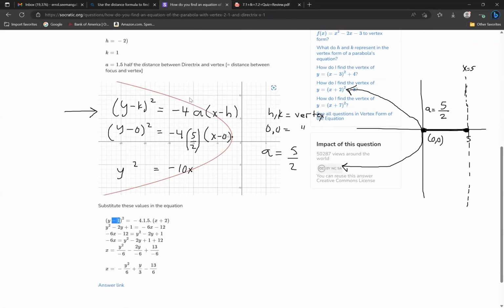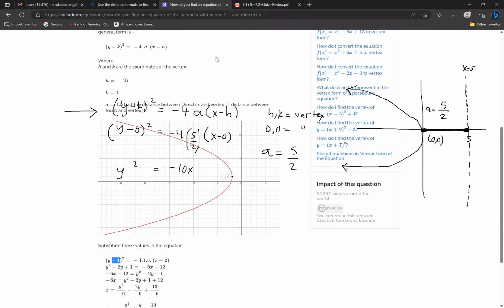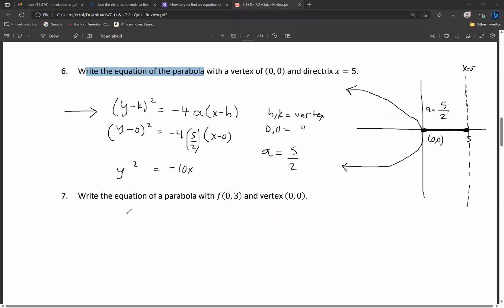Oh, so okay, they solve it for x here. Okay, let's solve this for x. One more step. If we solve this for x, what do we get? We get negative 10x equals y squared. So divide both sides by negative 10, y squared over negative 10. There you go.